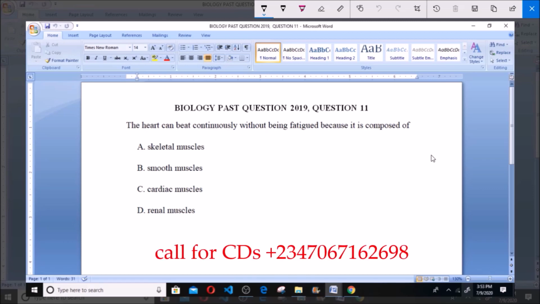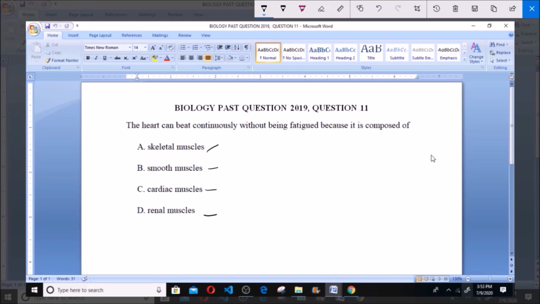Now, what are skeletal muscles? Skeletal muscles are muscles we find in our hands, our legs, and the rest. These are muscles that enable us to move our joints. Smooth muscles are muscles that occur at the lining of our delicate organs like the stomach and the rest. Cardiac muscles are muscles that are found in the heart. You can find the cardiac muscle in the heart.